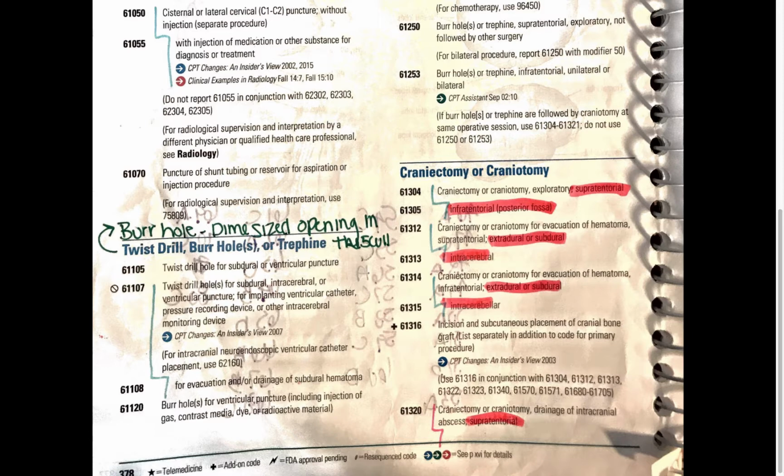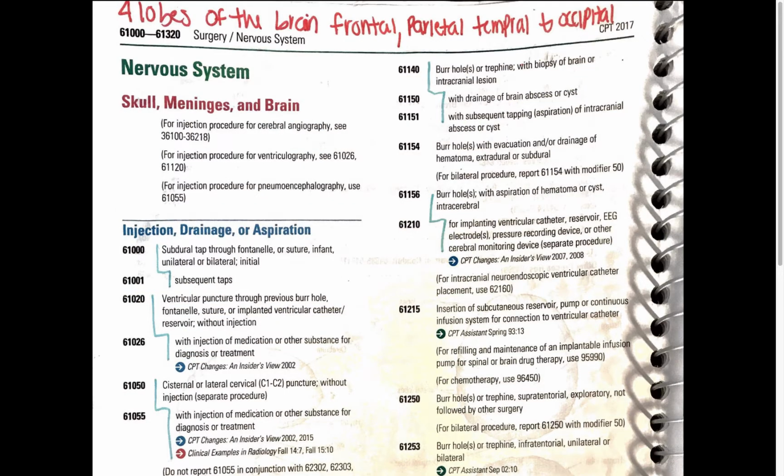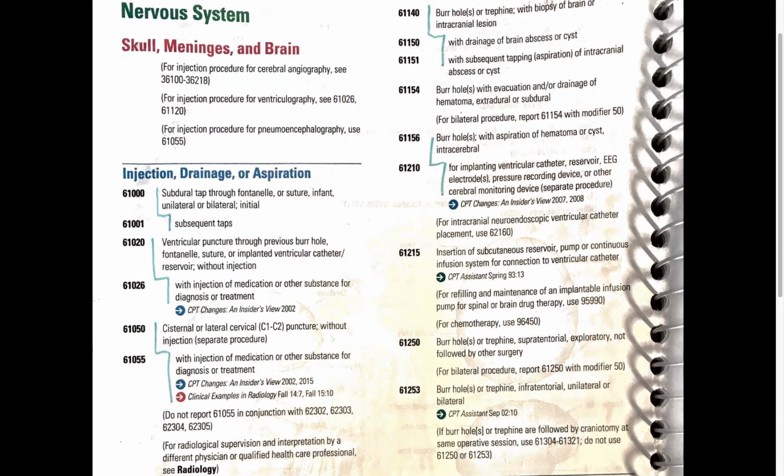61107 is twist drill holes for subdural, intracerebral, or ventricular puncture for implanting ventricular catheter, pressure recording device, or intracerebral monitoring device. 61120 is burr holes for ventricular puncture. 61140 is burr holes or trephine with biopsy of brain or intracranial lesion. 61150 is with drainage of brain abscess or cyst.